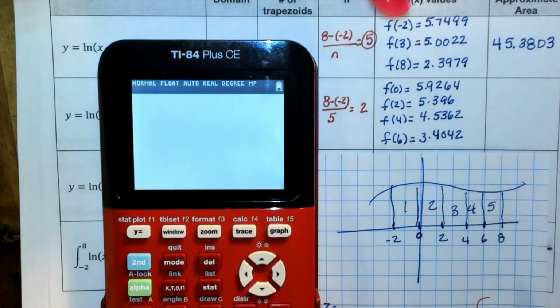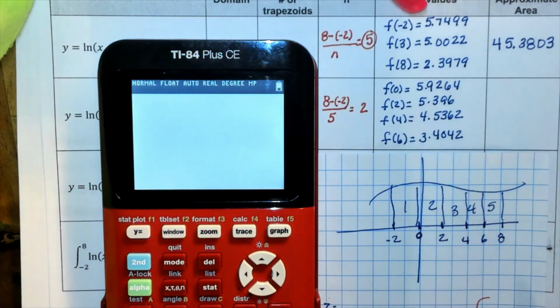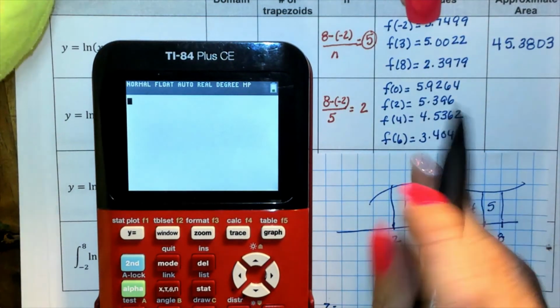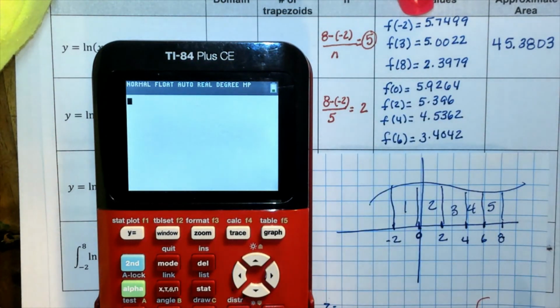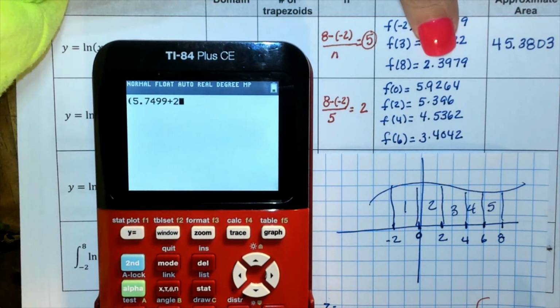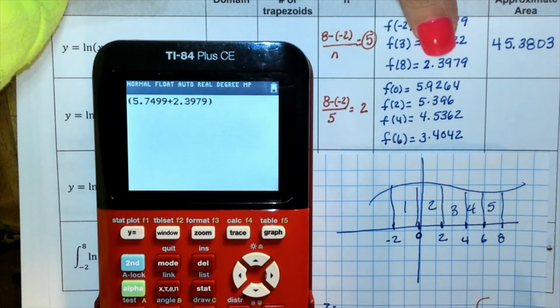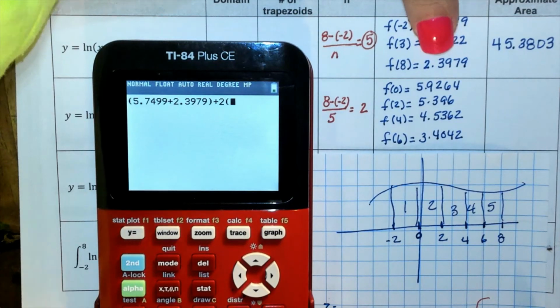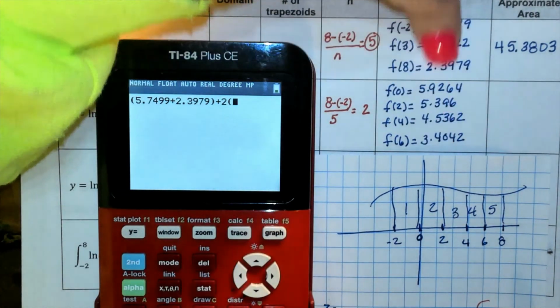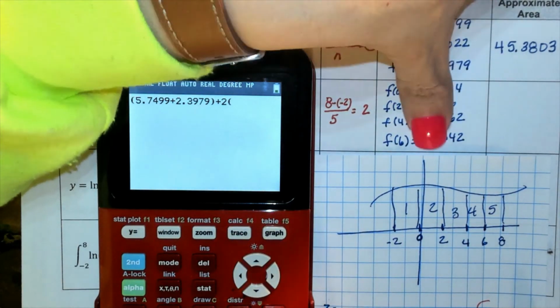This time, let's do it the other way. Let's use our numbers, okay? We did it the other way last time. I'm just going to use my numbers this time. So I need to take the first and the last. So I need to take parenthesis 5.7499 plus f of 8, 2.3979. I need to add those together. Plus 2 times, and then I need to add all these down here. Don't do the 3. You're just doing these down here.